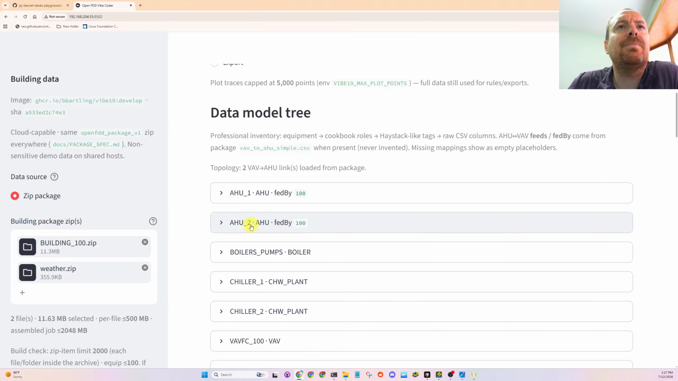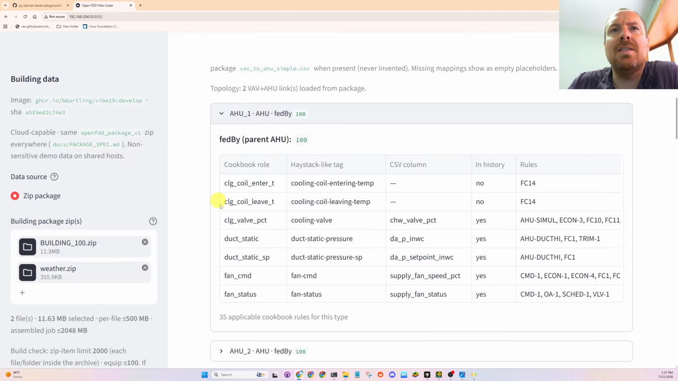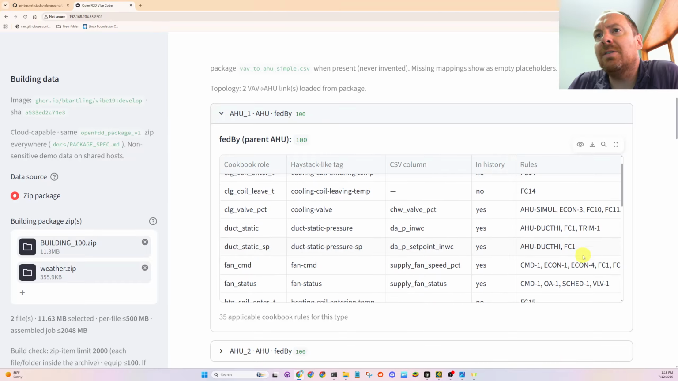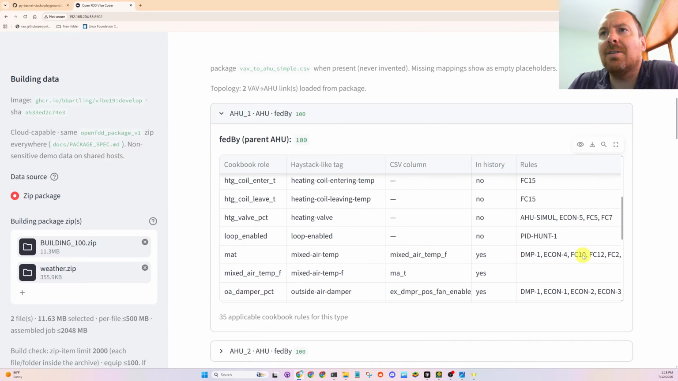And then we can even validate. So this is the rule cookbook. The rule cookbook looks for these column names. And then this is the Haystack tag. And then this is the raw point name in the CSV. And then these are the rules that apply to it. So fault condition 1, that's Guideline 36. That's a duct static pressure 1. So I think you get the idea. We'll see that in a little bit.